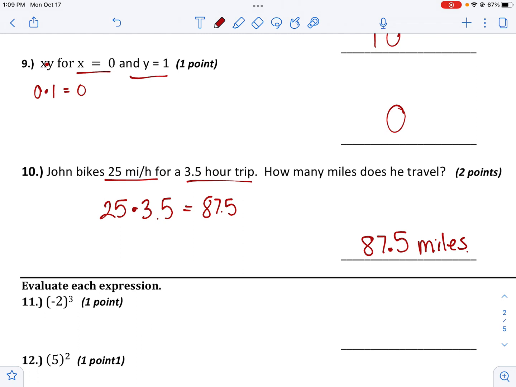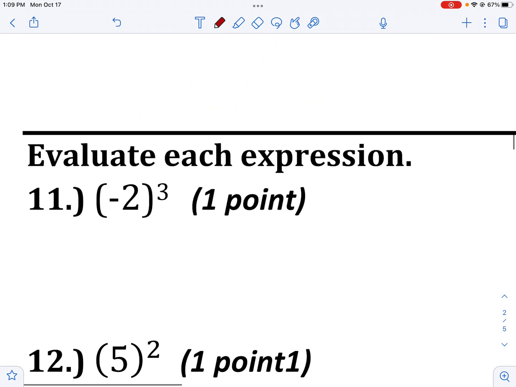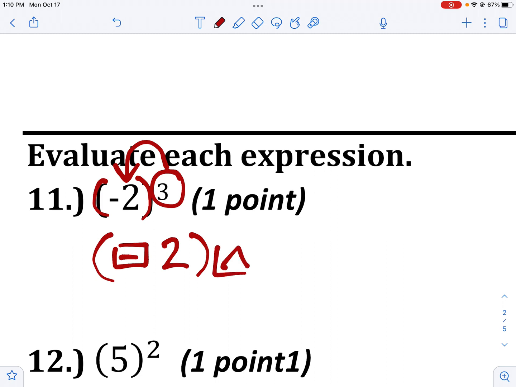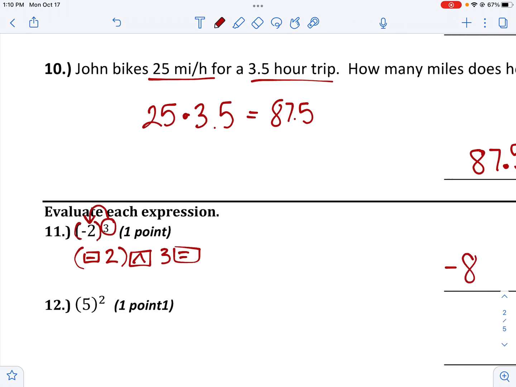All right, now number 11, okay? When dealing with exponents, remember this exponent tells us how many times the base is multiplied. So if we were to expand this, it would really be -2 times -2 times -2. Or we can put this all in the calculator, but you must include the parentheses. So you type parentheses -2 end parentheses caret 3 and then equals. And you should get -8.